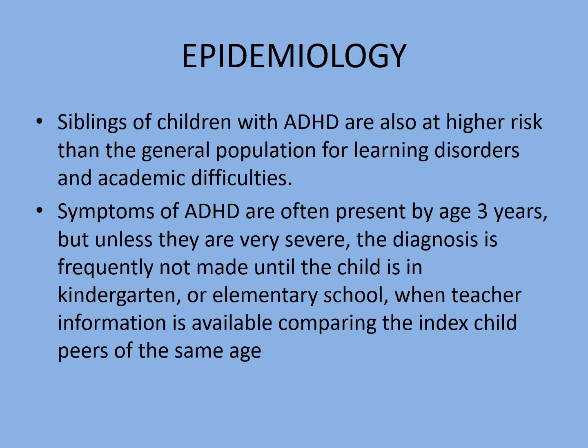Siblings of children with ADHD are also at higher risk than the general population for learning disorders and academic difficulties as well. Symptoms of ADHD are often present by the age of 3 years, but unless they are very severe, the diagnosis is frequently not made until the child is in kindergarten or elementary school, when the teacher's information is available comparing the index child with peers of the same age.